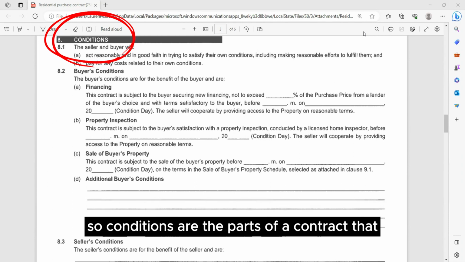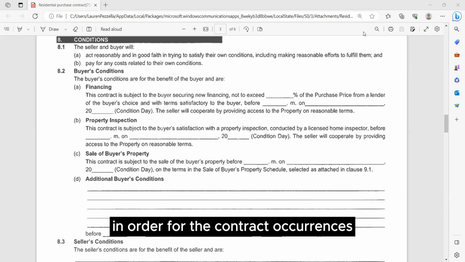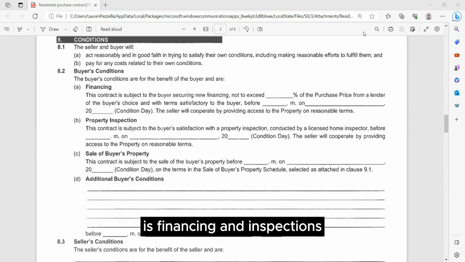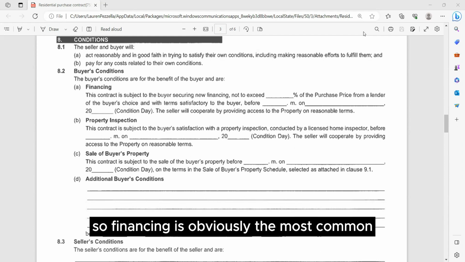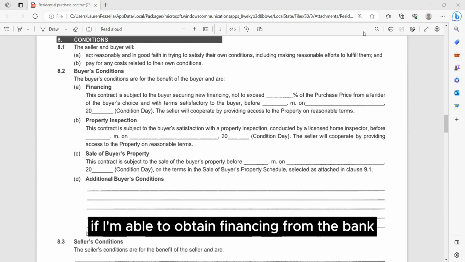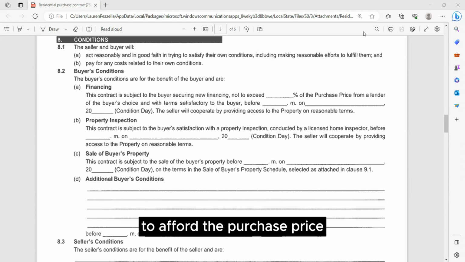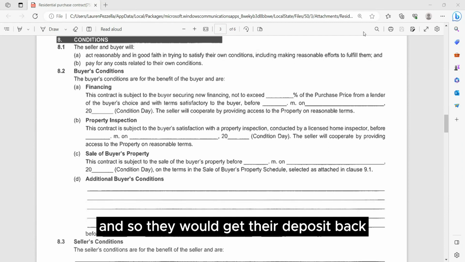So conditions are the parts of a contract where we're saying, we agreed to this, but for these things. And these things just have to happen in order for the contract to occur. So the most common that we're looking for is financing and inspections. But there can be other buyer's conditions as well. So financing is obviously the most common. It is simply that if I'm able to obtain financing from the bank to afford the purchase price, that's how I can do it. And if they can't obtain financing, then obviously they can't follow through, and so they would get their deposit back and it would be canceled.